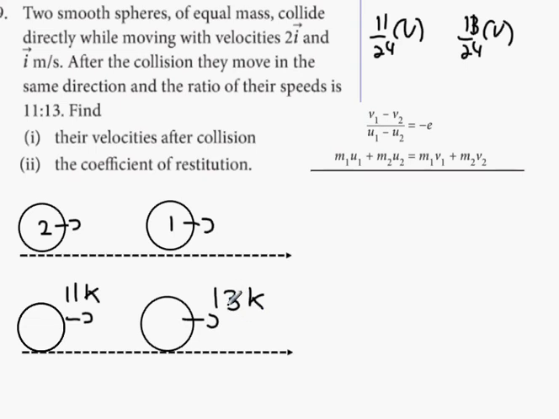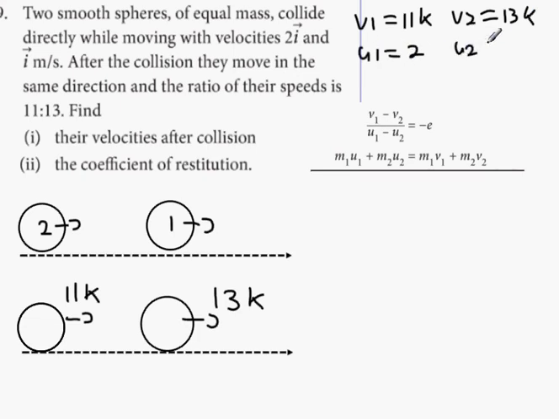So you can do it using fractions, or you can do it using the letter k. Letter k stops you from having to introduce too many fractions into the equation. You could use both systems, whichever one comes to your mind at the time. Now we're just going to make a list: v1 being 11k, v2 being 13k, u1 being 2, u2 being 1, m1 being equal mass. So if they're equal mass, just call them m.